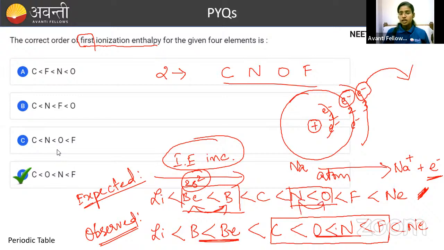Observed means from the experiment, they have observed this only. Beryllium has a higher ionization energy compared to boron, and in the same way nitrogen has a higher ionization enthalpy value compared to oxygen. Actually, oxygen should have the higher value, but due to the stability reason, nitrogen has half-filled configuration, so it is stable. So more energy is required to take out the electron from a stable configuration, and it is interchanging the place.